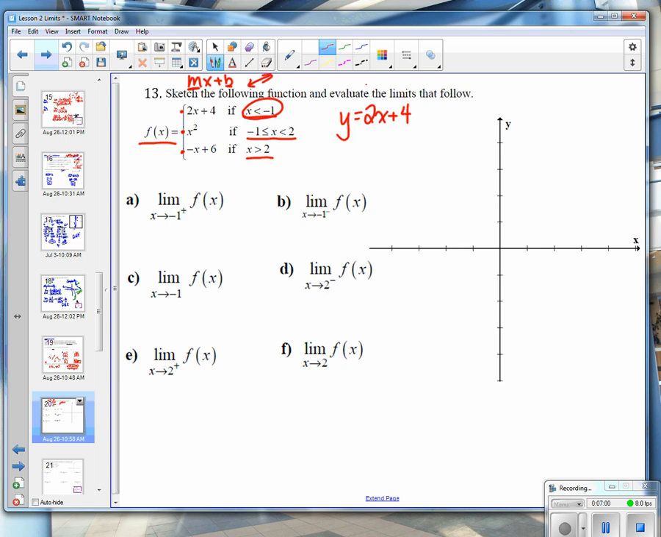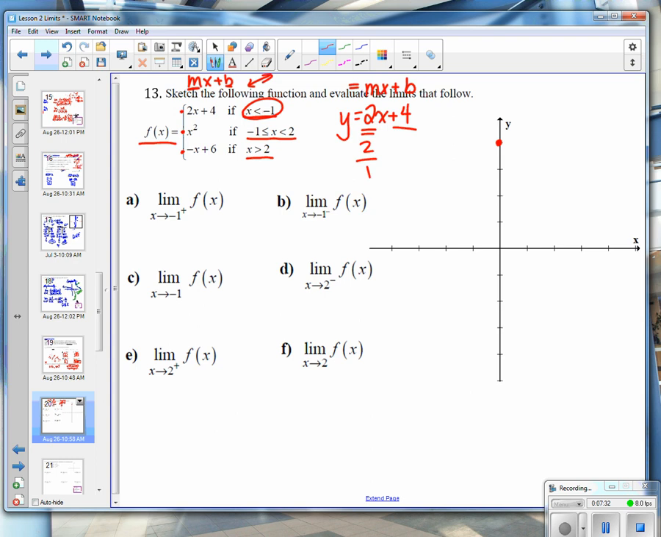Well, this is in the form mx plus b. So remember that this is my y-intercept. So right away on this graph, I would have a point at positive 4. And we know that it's a straight line graph because I've got 2x plus 4. It's linear. And my slope is 2, which means I'm going up 2 and over 1. So remember slope, 2 over 1.